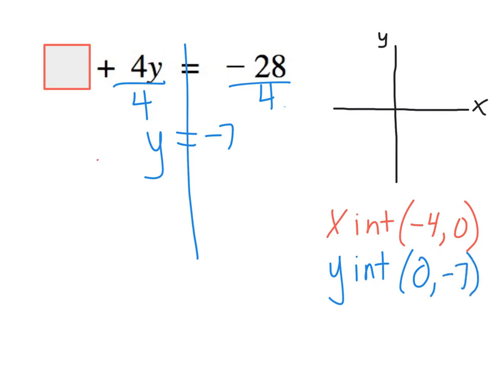And if I wanted to quickly graph this, on my x-intercept, I would go on the x-axis, negative 4, which is about here. On the y-intercept, I would go on the y-axis, about negative 7. That's about right here. And then I could draw my line between them.